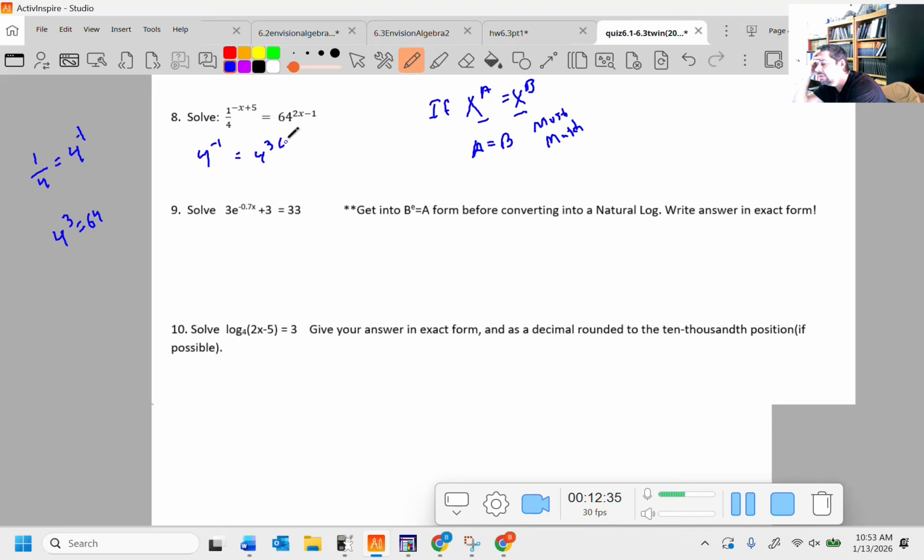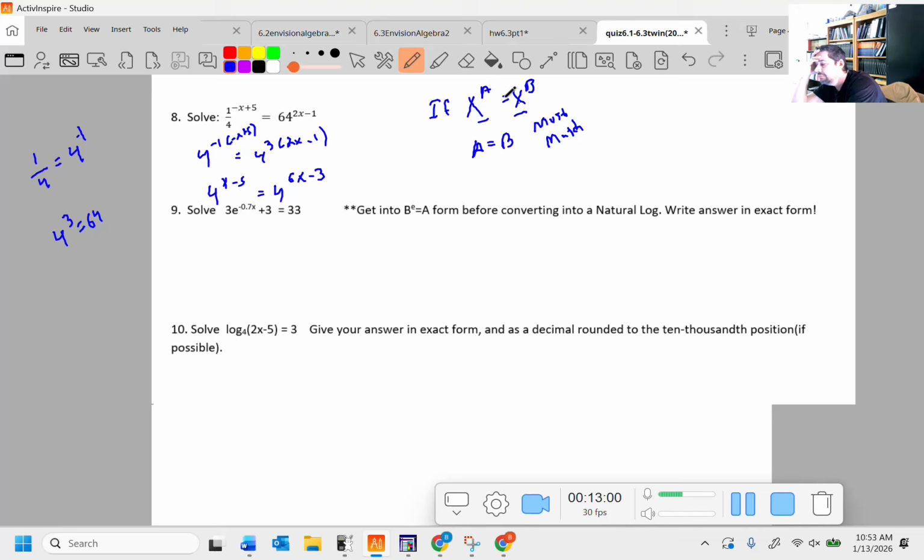Now, I already had a 2x minus 1 in the exponential space here. And over here, I had a negative x plus 5. And I've got to put those guys in their exponential space. I'm going to go ahead and distribute before I clean this thing up. A negative 1 times negative x plus 5 means that that 4 is raised to the x minus 5. And if I distribute that 3, I'd have 6x minus 3.